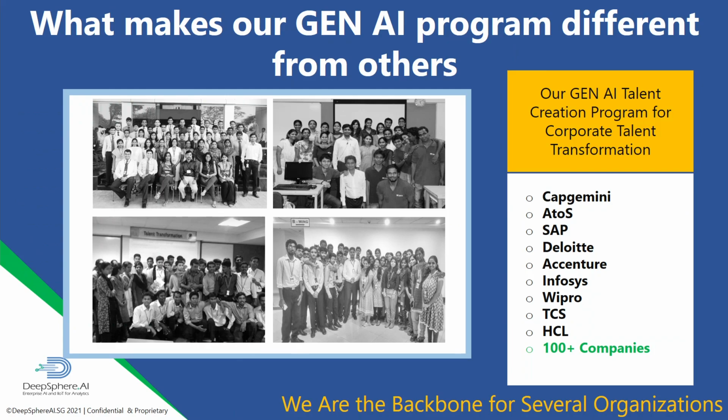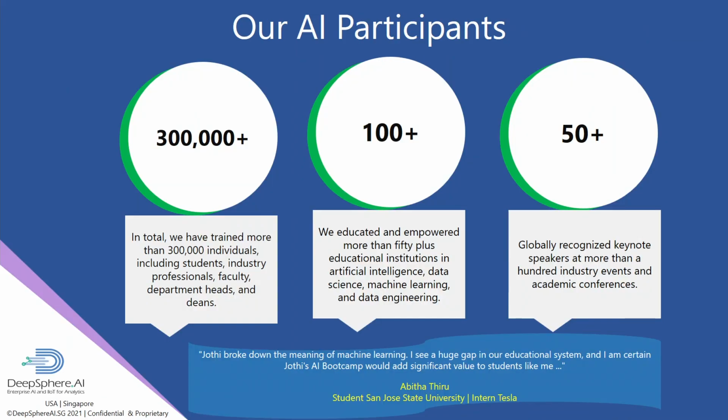We are not only working with educational institutions, we are also the backbone for many companies like Wipro, Infosys, TCS, Cognizant, whatever company name, we teach them. So we create talent for them. When they hire students from campuses, we help them understand what AI is and how they could use AI in a more industry or project-oriented approach. So we train them as well. At a high level, till date, we have trained more than 300,000 students, 100 plus organizations, 50 plus events. It's just a number that we wanted to share with you.